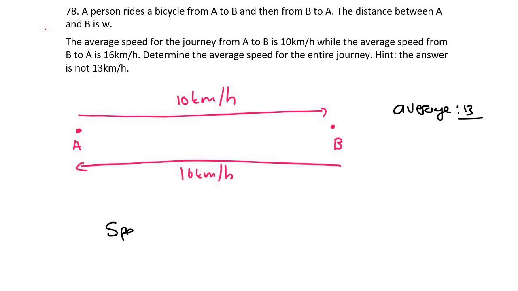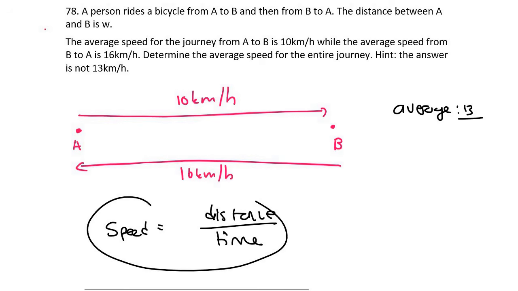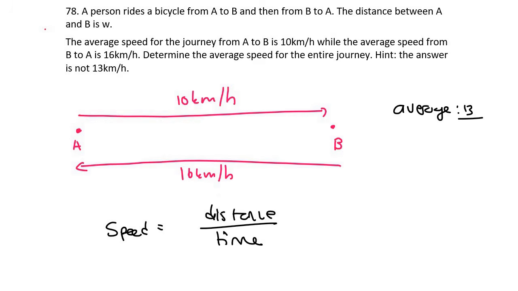You should know that speed is equal to distance over time. So what you do is you handle this equation, speed equals distance over time, but you do it for the entire journey. They tell us that the distance between A and B is W, and then coming back is also W. So what is the total distance that this person is going to travel? It's not W squared, it's just W plus W, which is 2W.